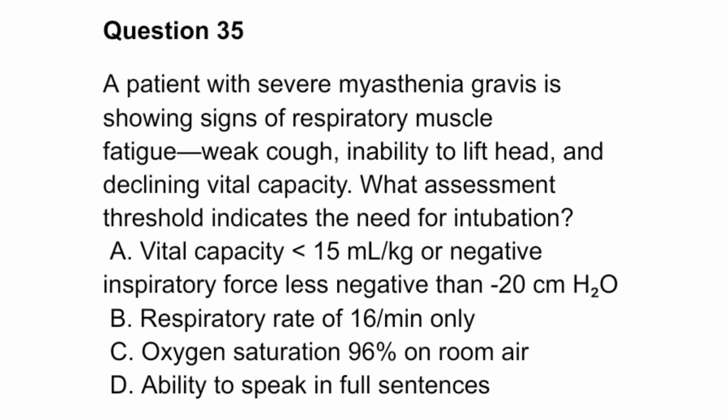Question 35. A patient with severe myasthenia gravis is showing signs of respiratory muscle fatigue, weak cough, inability to lift head, and declining vital capacity. What assessment threshold indicates the need for intubation? A. Vital capacity less than 15 milliliters per kilogram or negative inspiratory force less negative than -20 centimeters H2O. B. Respiratory rate of 16 per minute only. C. Oxygen saturation 96% on room air. D. Ability to speak in full sentences.